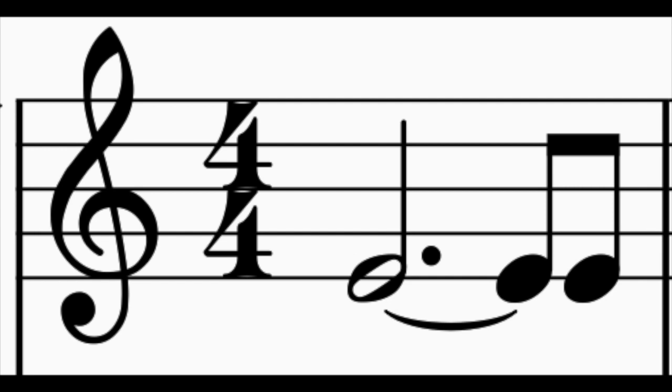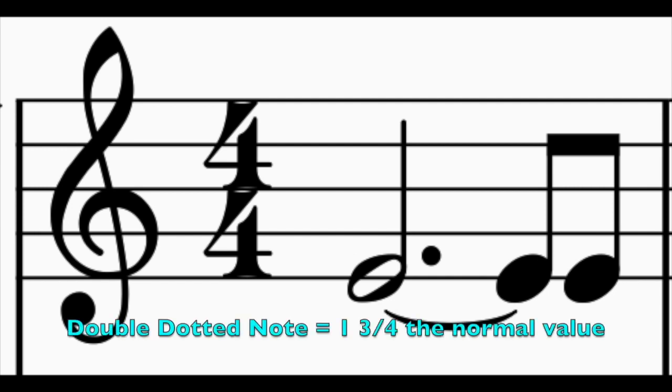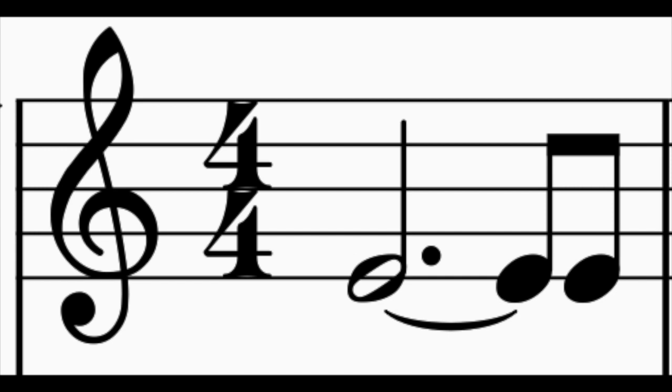So to review, a double dotted note is always 1 3/4 the original value. If you really can't do the math, you can simply hold the note until a new note or rest is written.